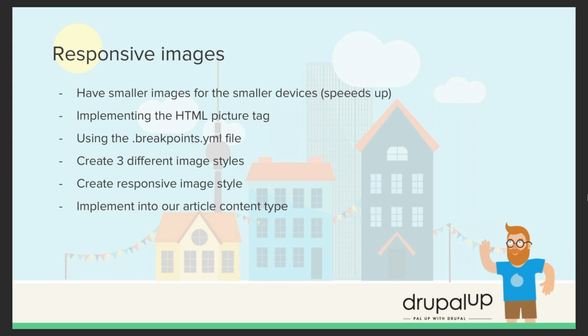In this video, we're going to be taking a look at responsive images. We have smaller images for the smaller devices, and bigger images for the bigger devices. This is basically implementing the HTML picture tag, and in order to implement it, we're going to be using breakpoints. We're going to create 3 different image styles because we have 3 breakpoints, and we're going to create a responsive image style and implement it into, in our case, the article content type.